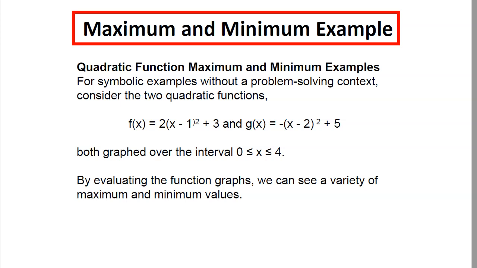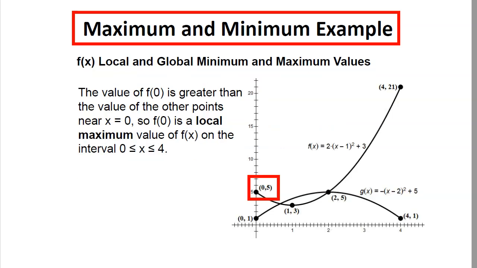For symbolic examples without a problem-solving context, we'll just look at these two functions, f of x and g of x, both quadratics. And they're both graphed over the interval 0 is less than or equal to x is less than or equal to 4. By evaluating the function graphs, we can see a variety of maximum and minimum values. Here's our picture. F of x is the concave up graph, and g of x is the concave down graph.